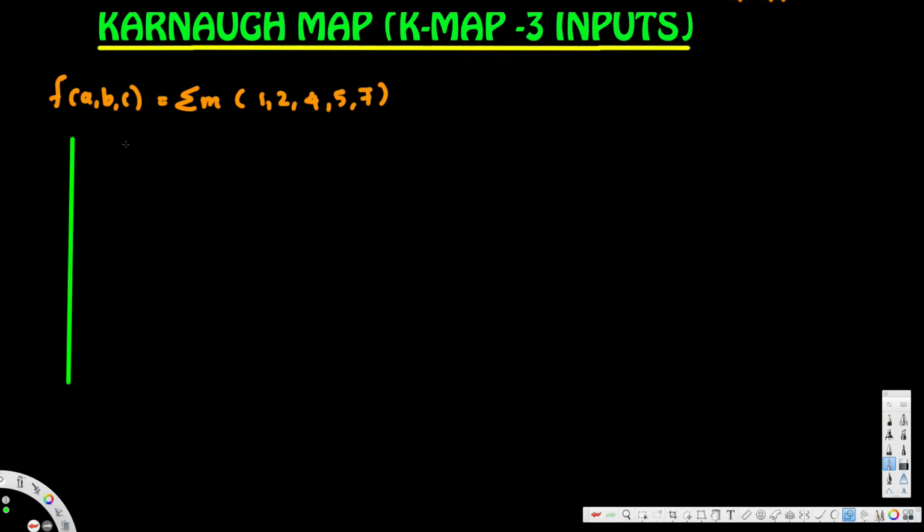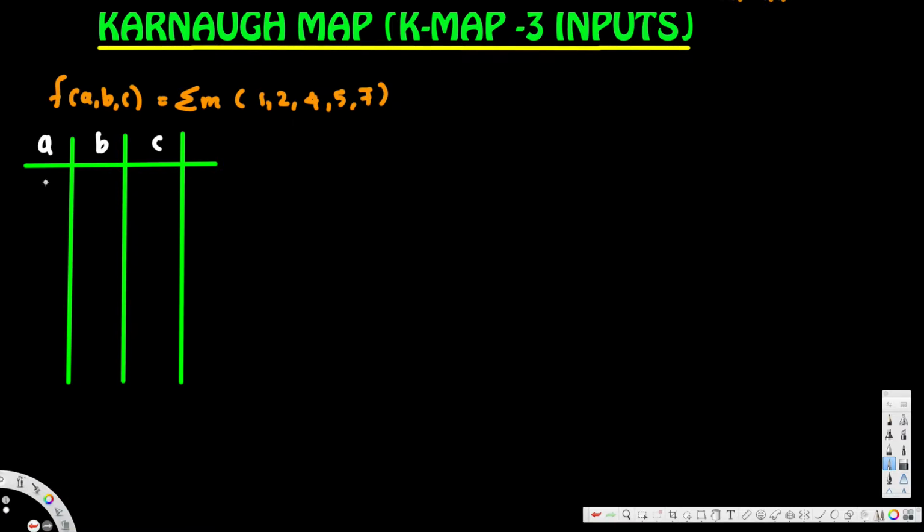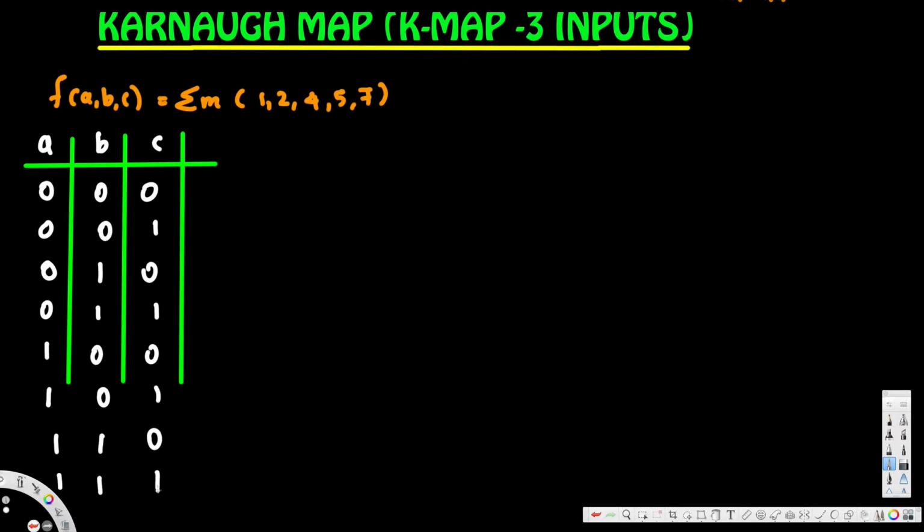We are going to have 3 input variables a, b, c. So 3 input variables means 2 power 3, so we are going to have 8 different orientations. Now let's see what they are. We are going to have a, b, c, right? The possible orientations are 0 0 0, 0 0 1, 0 1 0, 0 1 1, 1 0 0, 1 0 1, 1 1 0, 1 1 1. So these are the 8 different orientations we can have in 3 input variables.